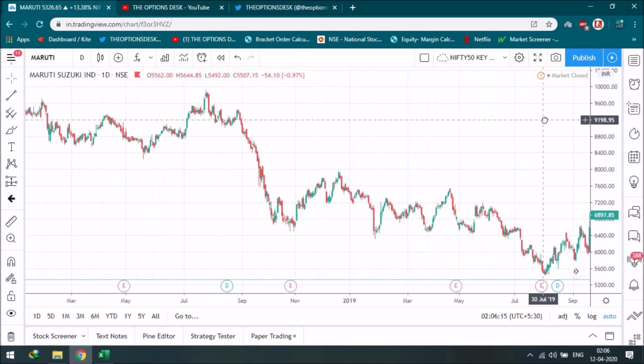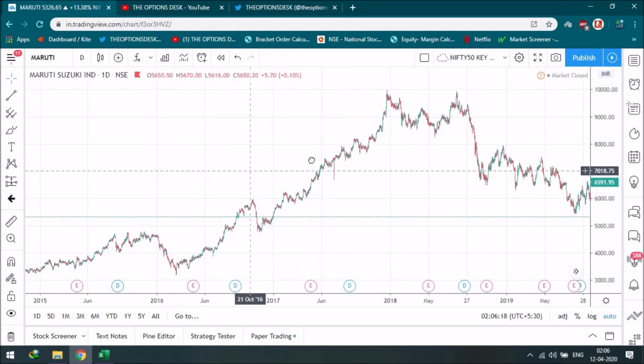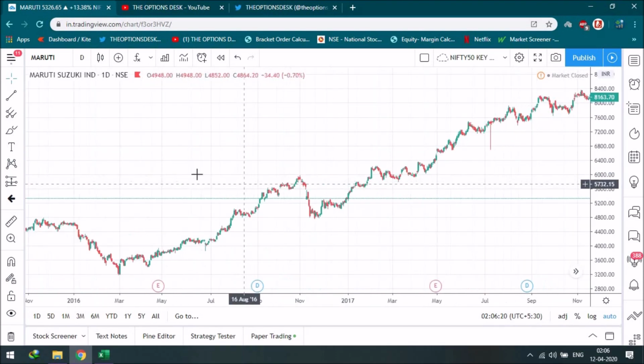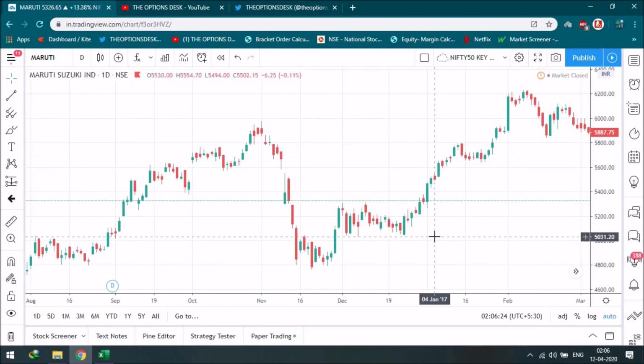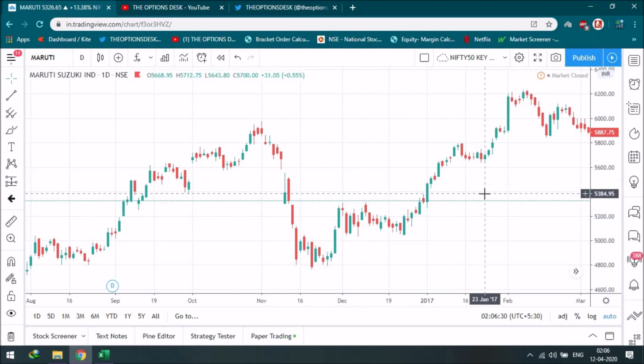So now we'll go back in the past to mark the levels for intraday trading or the next day. As you can see, I went here. So this is the only zone where Maruti was at this particular price in the near past, that is from September 2016 till January 2017. So now let's see, where should I mark the upper breakout? At this particular point, yeah.